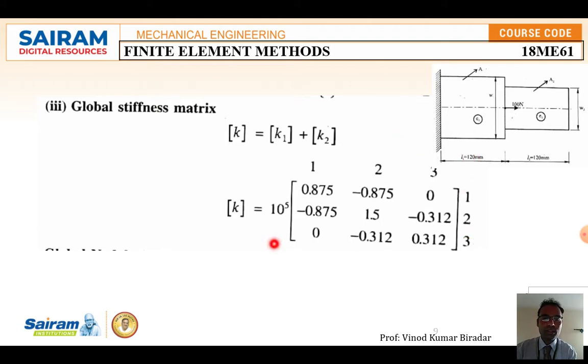This gives the global stiffness matrix. Then check the properties of the stiffness matrix: the main diagonal entries are always positive, and it is a symmetric matrix, with entries 0, 0, minus 3, minus 3.12. So this global stiffness matrix is correct.